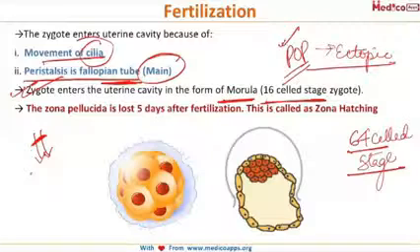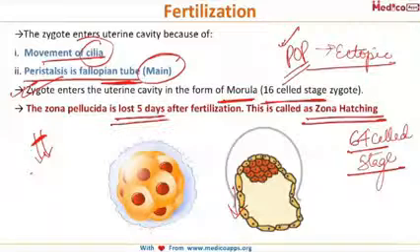Now, the lysis of the zona occurs due to blastocyst enlargement and the escape of the embryo, and this is called zona hatching. So, this occurs on the 5th day. You might have a question that zona hatching occurs on which day, and this is the 5th day. Blastocyst forms on the 5th day, zona hatching occurs on the 5th day.